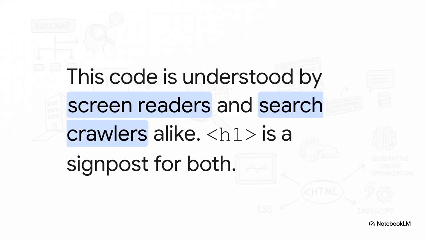This little snippet of code right here is the aha moment. That H1 is a clear beacon for a screen reader, and it's the number one signal for a search engine crawler. That alt text describes the image for a visually impaired user, and it tells Google Images exactly what's in the picture. One structure serving two audiences perfectly. That's the magic of doing it right.